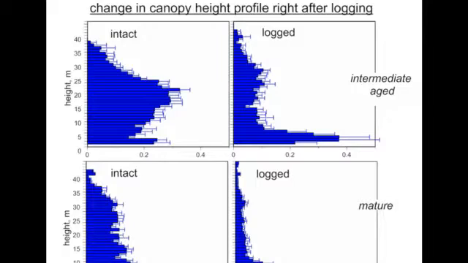You have a similar pattern down below with the mature forest. Again, the comparison between the intact and the logged. The reason for the big difference between these 2 is the mature forest was actually harvested a little bit more intensely than the intermediate ones. It had bigger trees too.